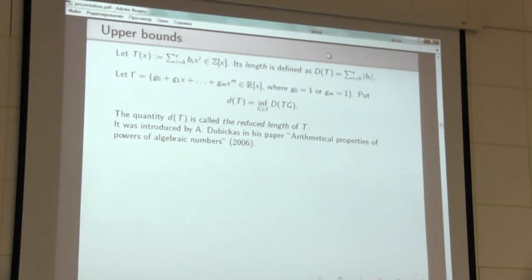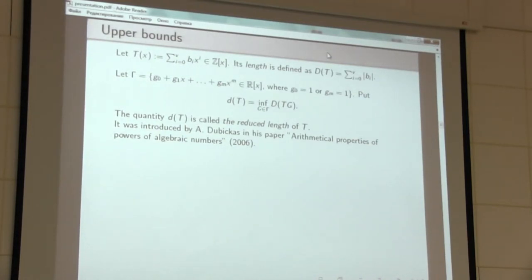For an upper bound, we need to refer to the definition of the reduced length of a polynomial. We take some polynomial t from Z of x. Its length is the sum of the absolute values of its coefficients. And then we take the infimum over the products of our polynomial and a polynomial from some special set. And we say that this infimum is the reduced length of our polynomial.